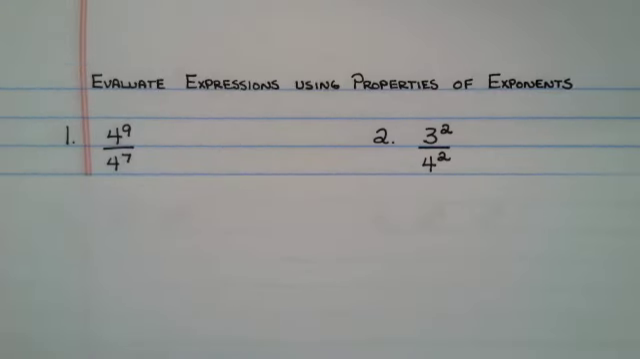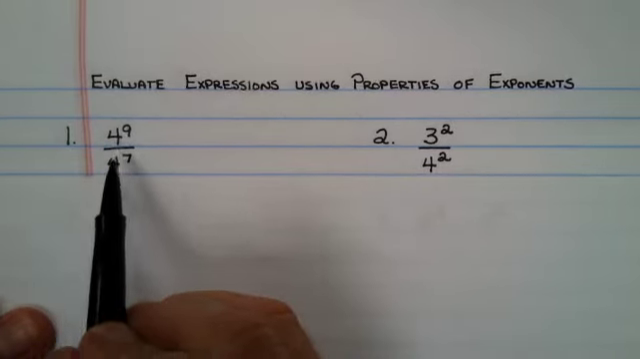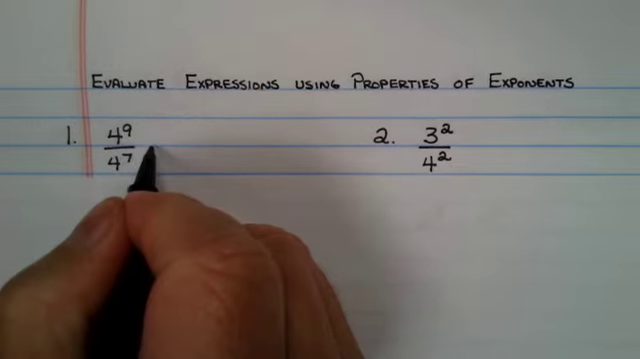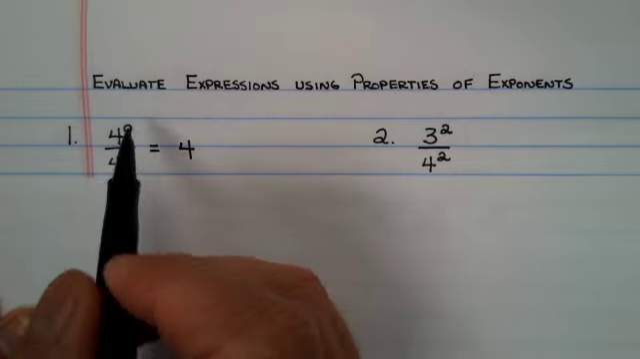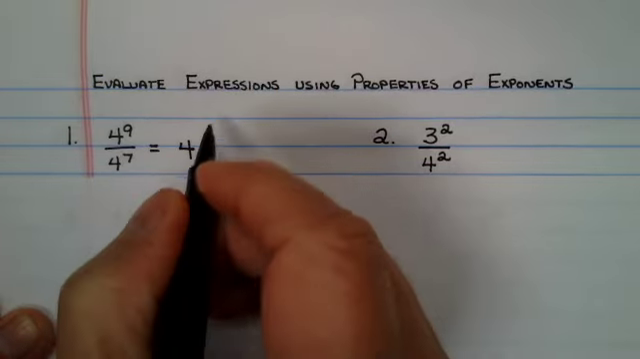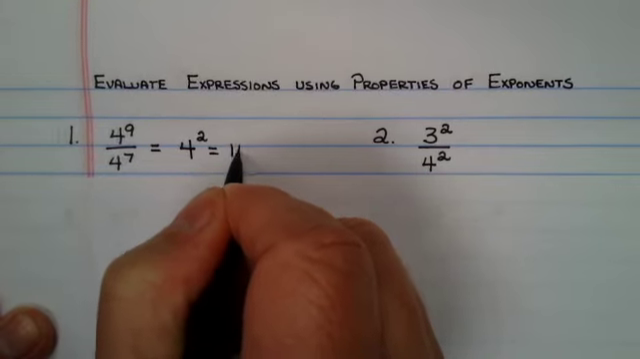So we're going to evaluate these expressions using properties of exponents. If you're multiplying, you add your exponents if the bases are the same. If you're dividing, you subtract your exponents if the bases are the same. So I'll look, my bases are the same. Since my bases are the same, I keep that base and I subtract these exponents. 9 minus 7 is 2, and 4 raised to the second power is 16.